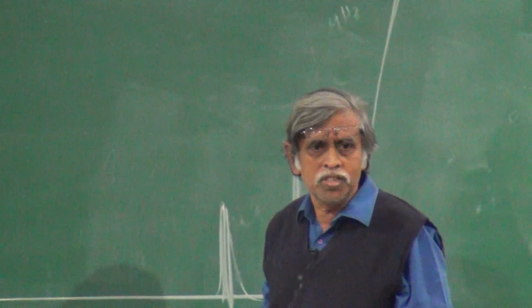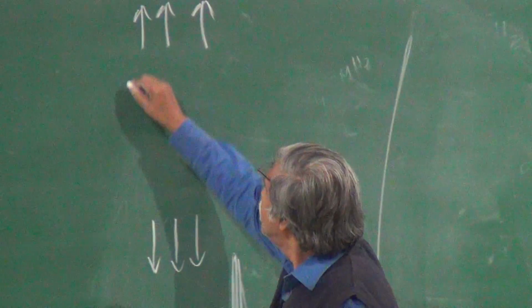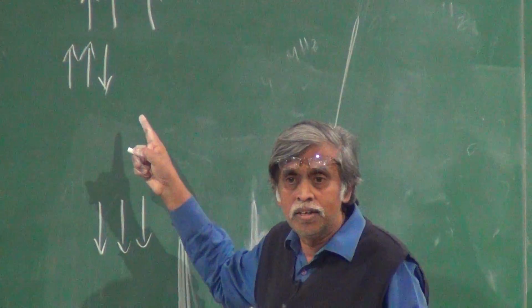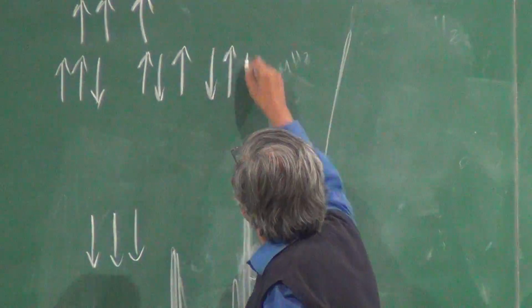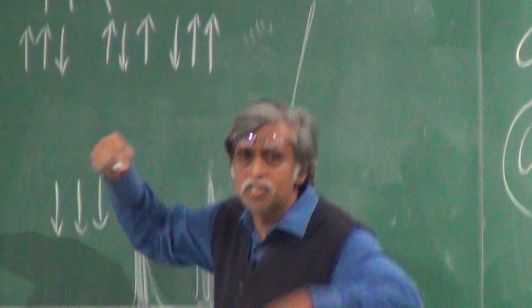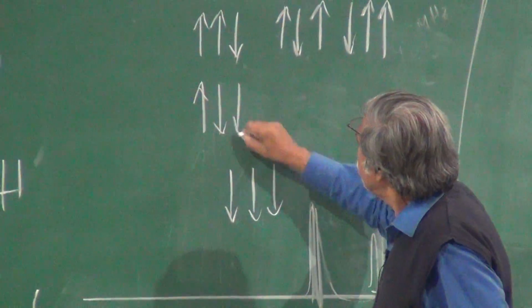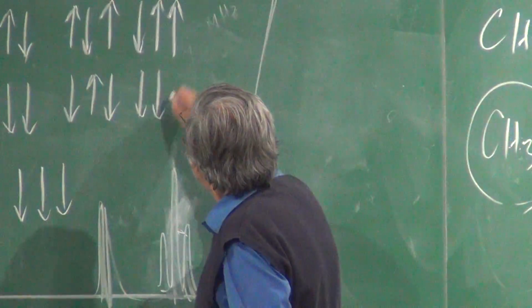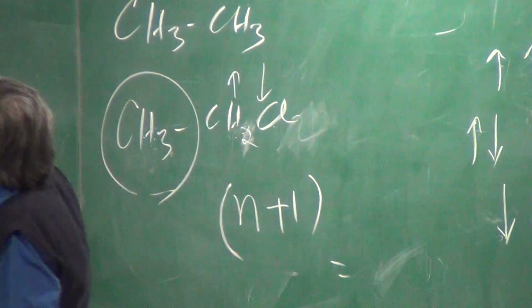That's one way. And what's the other trivial way? 2 up, 1 down. But then how many ways can I write that? 3 ways. I'm simply juxtaposing this down here, middle, and the other way. What's the other possibility? 1 up, 2 down. That's a possibility. And that's it. So how many possibilities do I have here?